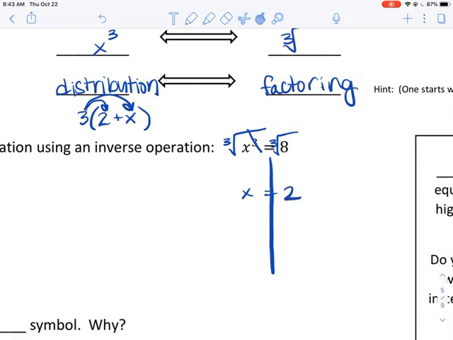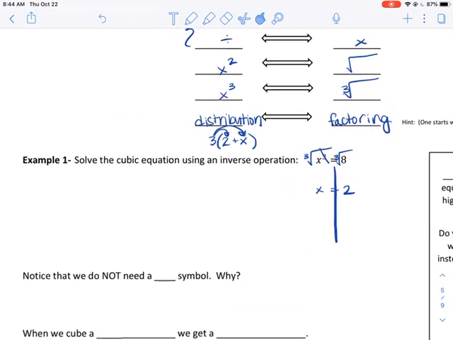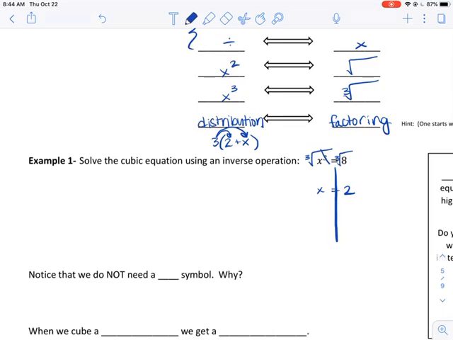And before, when we were solving with quadratic equations, or equations that have squared variables, we had to write a plus or minus at the end. But here, we actually won't need one. So you won't need to write this any time today.